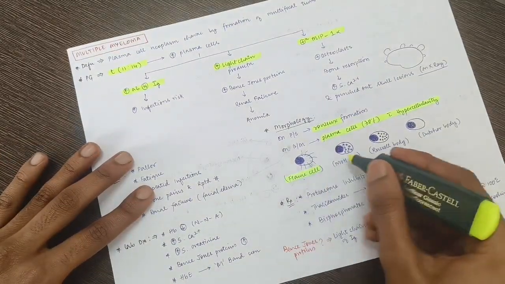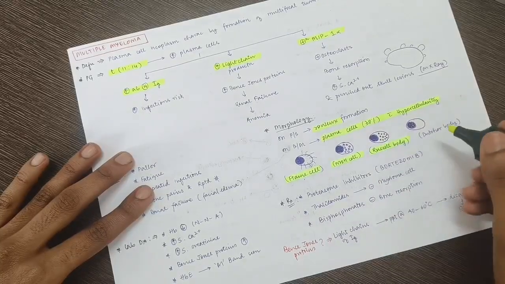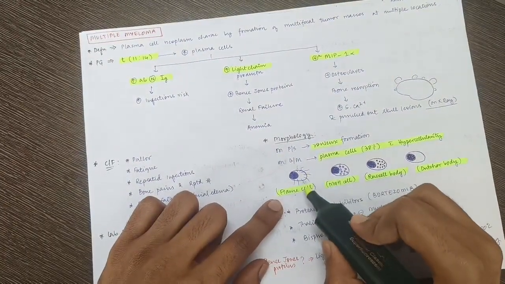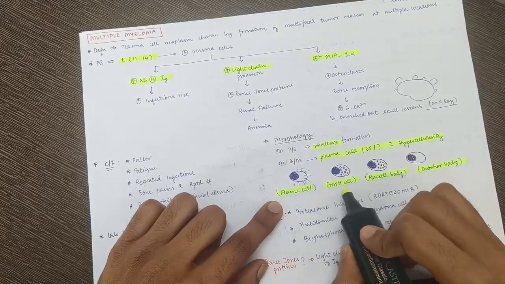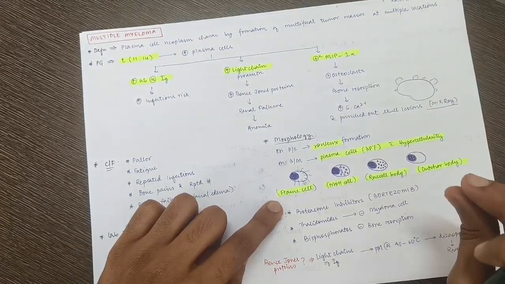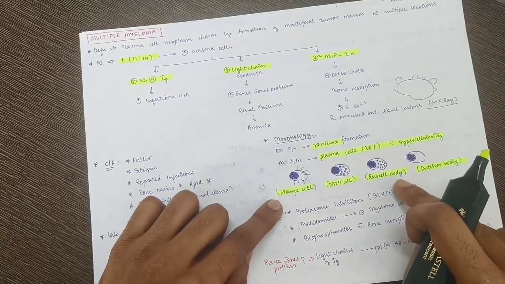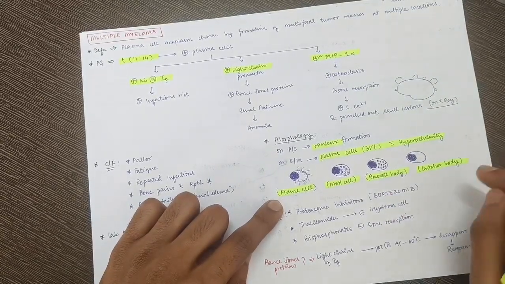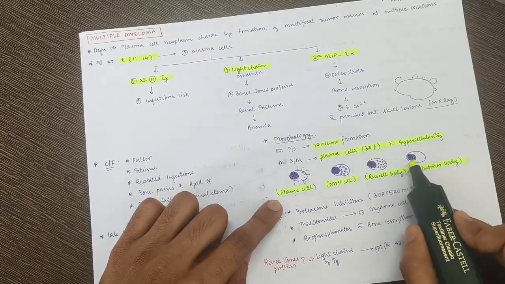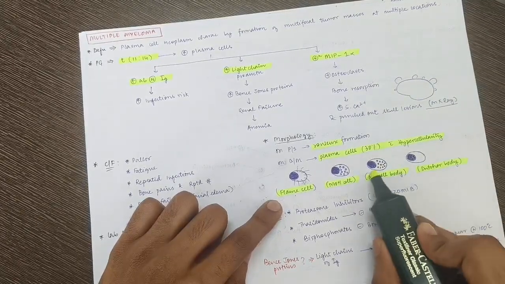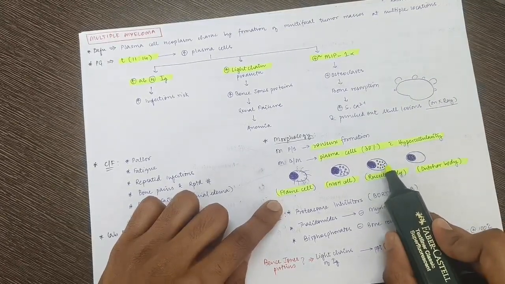They are called flame cells, Mott cells, Russell bodies and Dutcher bodies. Okay, flame cells, it looks as if there is some fire coming out of the cell, that's called a flame cell. Mott cells have black or bluish mottling, that's called a Mott cell. Whereas Russell bodies are intracytoplasmic inclusions, and Dutcher bodies are intranuclear. Dutcher is intranuclear, Russell is intracytoplasmic.